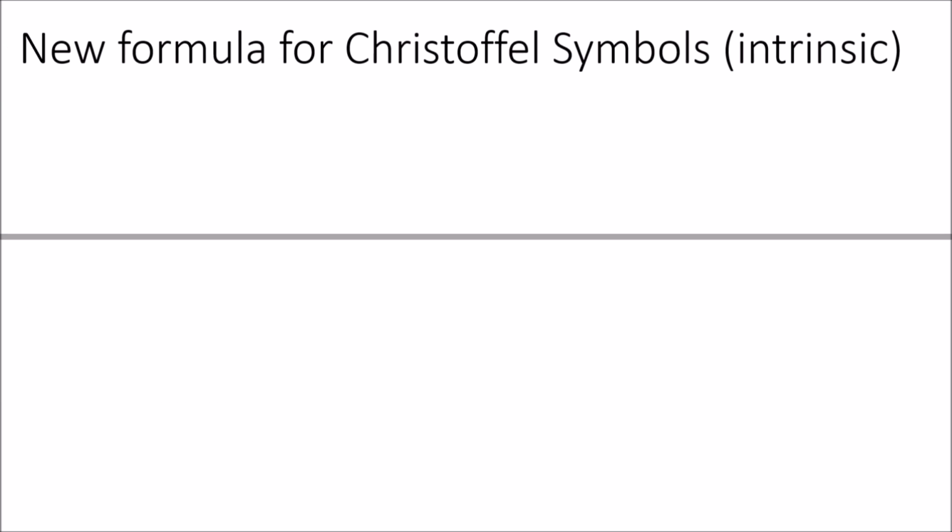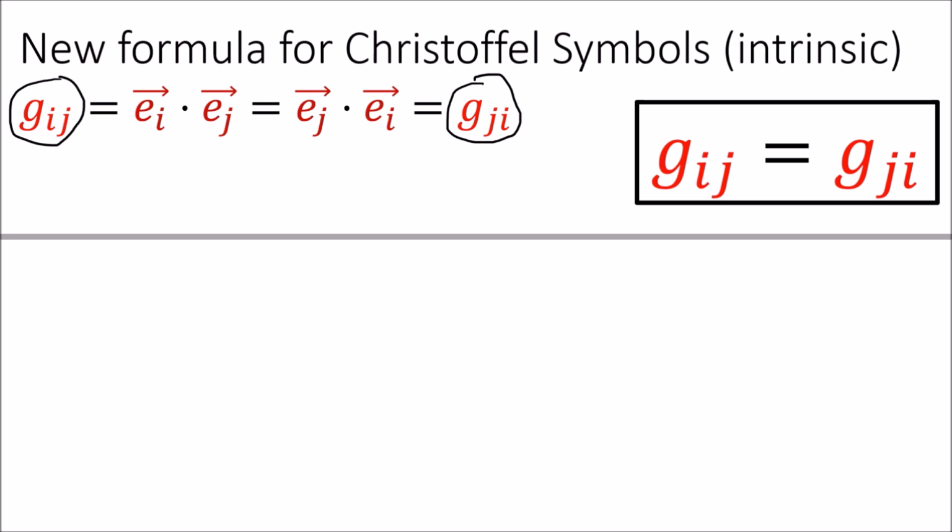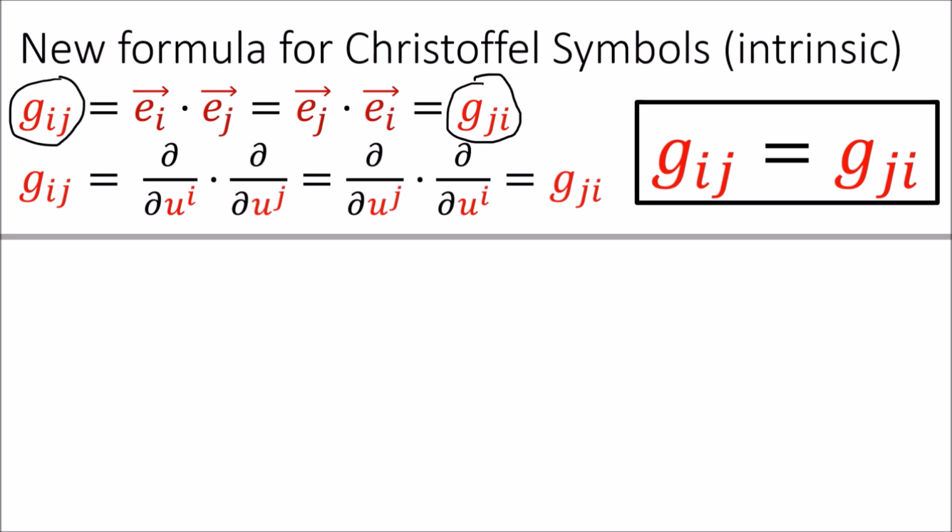So to get the intrinsic version of the Christoffel symbol formula, we're going to need to recognize a couple facts. First, we need to remember that the metric tensor components are just the dot products of the basis vectors. And since the order of the dot product doesn't matter, the metric tensor components Gij are the same as the components Gji. So the metric tensor components are symmetric in the i and j indexes. And if you prefer writing things using the derivative operator notation for the basis vectors, you'd write things like this.